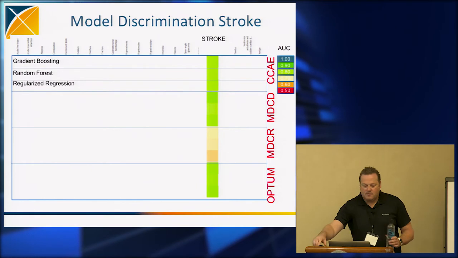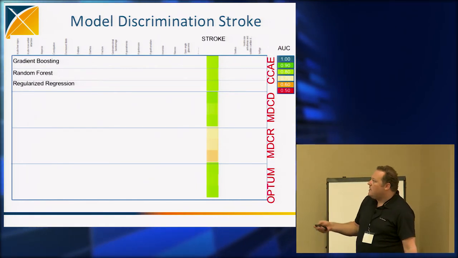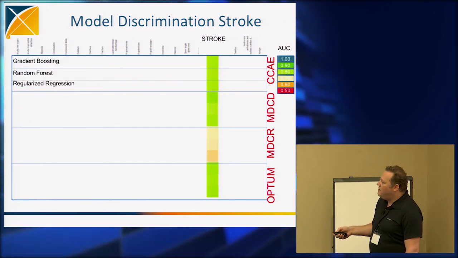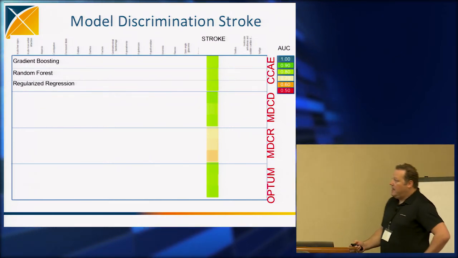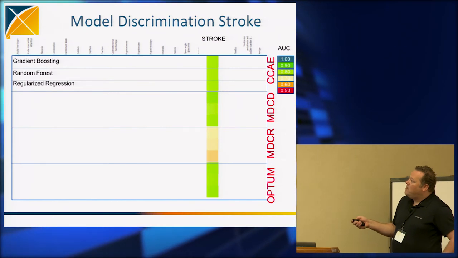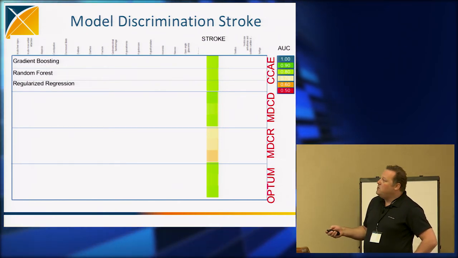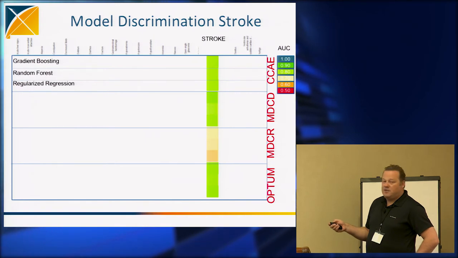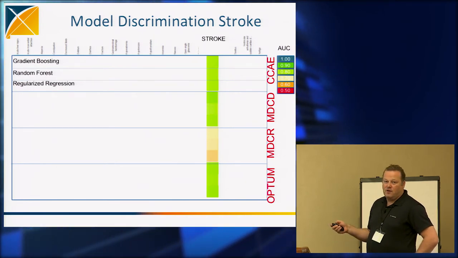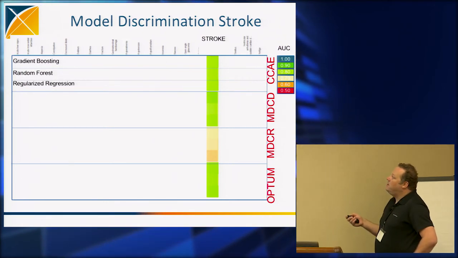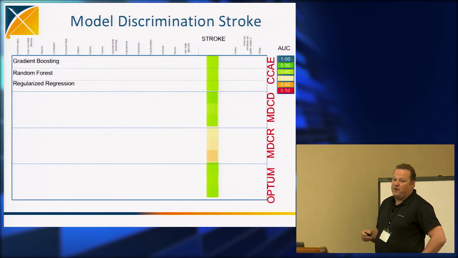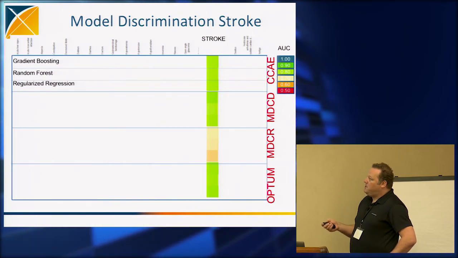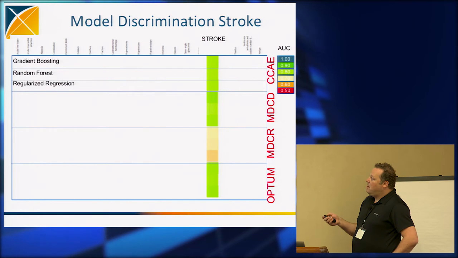Let me explain a little bit what you see here. You have four different panels, and these panels are the different databases: CCAE, MDCD, MDCR, and Optum, four big claims databases. Within these panels, we have different algorithms: gradient boosting, random forest, and regularized regression. And for all those different outcomes that are in the different columns, we show the area under the receiver operator characteristic curve, the AUC. That means that if it would be perfect, it would all be blue cells. Green is already pretty high, up to 80% for that specific algorithm within this database for this outcome.